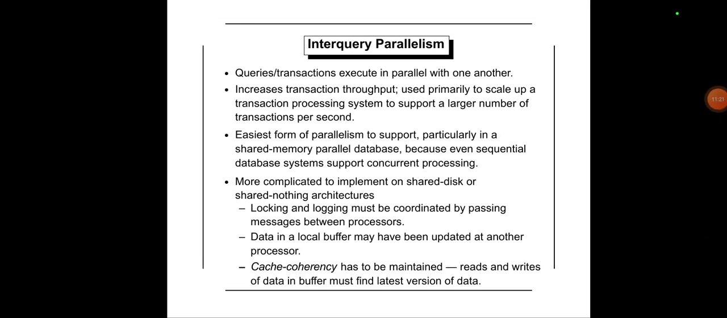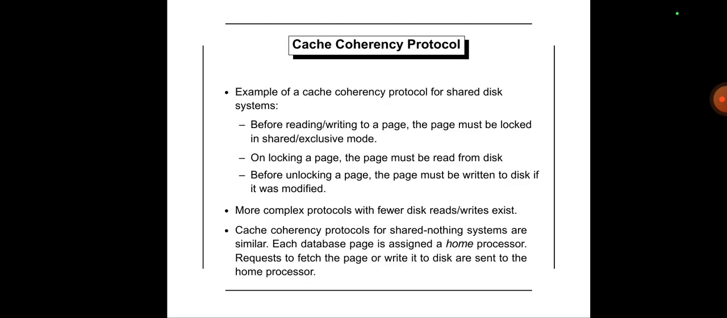Interquery parallelism. Queries and transactions are executed in parallel with one another, which increases transaction throughput. It is used primarily to scale up a transaction processing system to support a larger number of transactions per second. It is more complicated to implement on a shared disk or shared nothing architecture, that is, locking and logging must be coordinated by passing messages between the processors.